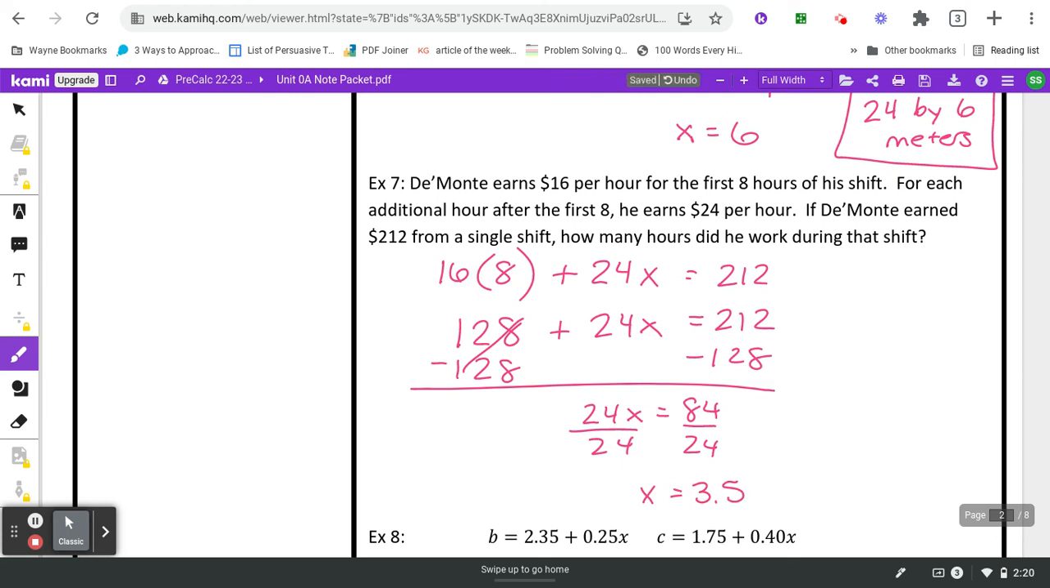Now, the thing about these questions is, and this often happens in word problems, especially on things like the SAT, the answer you get is not actually the answer they want. They are asking how many hours did he work during the shift. So 3.5 is the amount of overtime hours, so we're going to have to add on 8 to that. And so then we get a final answer of 11.5 hours on his total shift. Right? 8 hours of regular pay and then 3.5 of overtime.